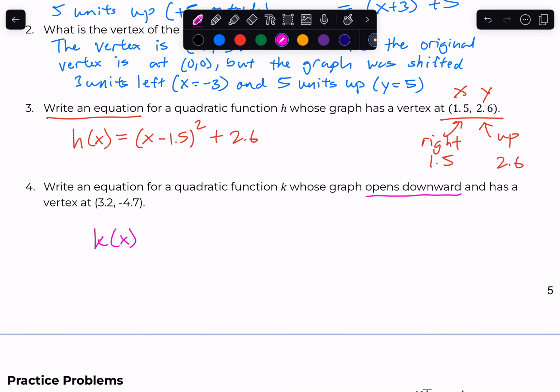So k of x is equal to x with something, and then parentheses squared, and then something on the outside. I know my 3.2 is positive, that's my x value. That tells me to go to the right 3.2, but in my equation I want to do minus 3.2 on the inside. And then I have negative 4.7. That tells me to go down 4.7. So I need to put that on the outside, minus 4.7. Now, what we're going to do is go to the graph, and figure out how to make it open downwards. So I'm going to graph this first.